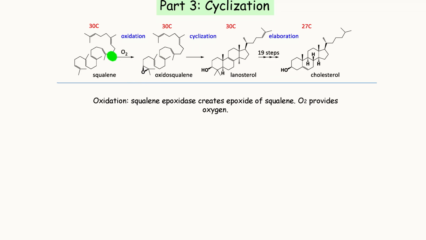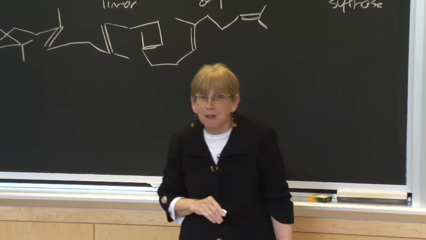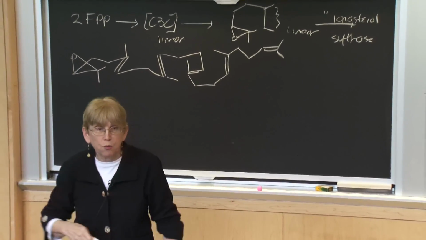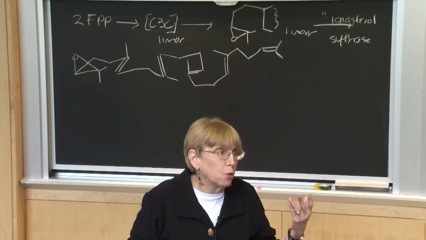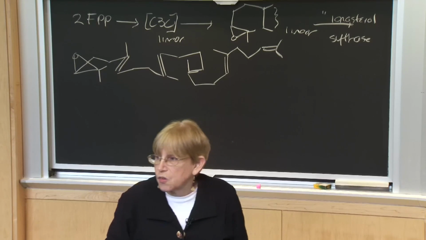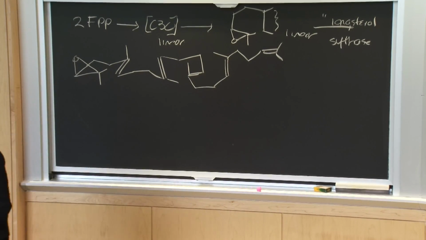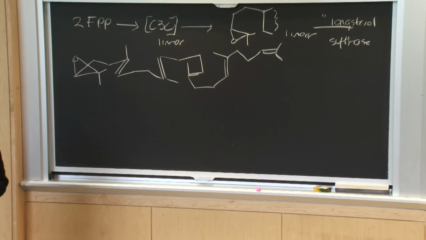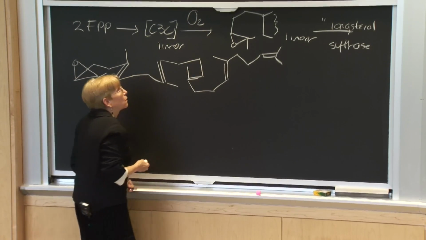To get to this epoxide, we have to do some chemistry. Does anybody know what cofactors you would use to do this reaction? Anybody got any ideas from introductory biochemistry? You have a vitamin bottle. What vitamin would be involved in doing this kind of transformation? It's an oxidation. It requires oxygen gas. So what are the possibilities?